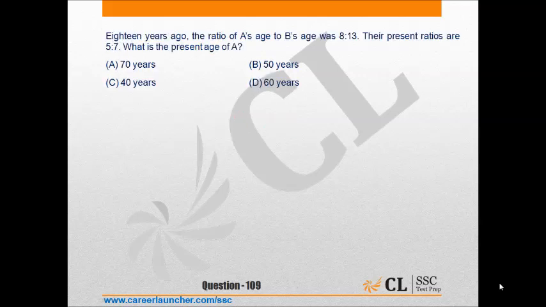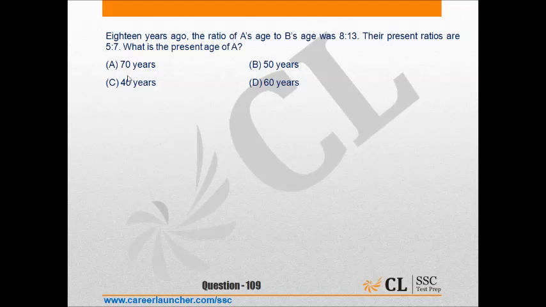Next question is, 18 years ago, the ratio of A's age to B's age was 8 is to 13. Their present ratio is 5 is to 7. What is the present age of A? From this statement, I can clearly say that the present age of A is a multiple of 5. And 18 years ago, it was a multiple of 8. So among the options, I can see all the values are multiples of 5.